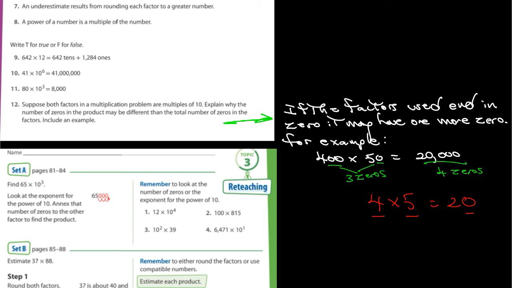So you guys could just write that down, and then you can put down the example or your own example if you want. Again, if the factors used end in 0, it may have one more 0. And then I put, for example, 400 times 50. That has 3 zeros. And the answer is 20,000, which has 4 zeros. Okay? So that's the answer to number 12.